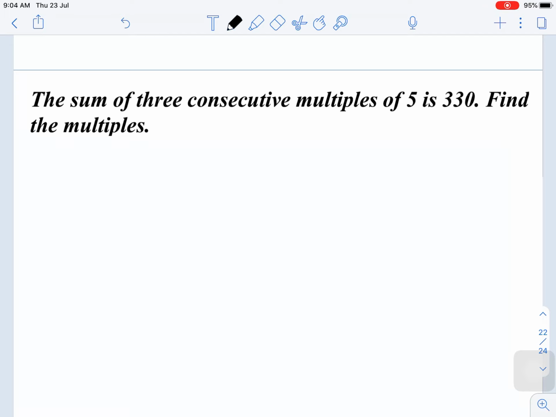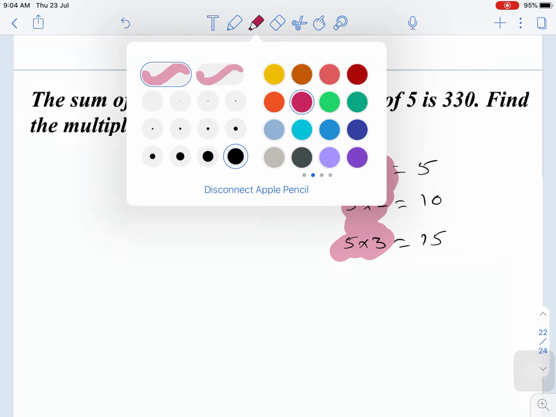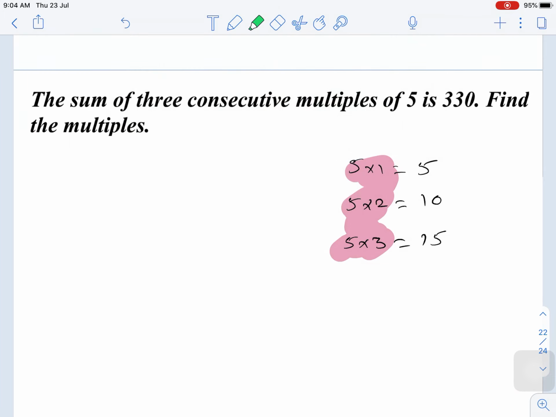Okay, now suppose when we write the table of 5, we write that 5 1s are 5, 5 2s are 10. So if you want to make a pattern, 5 3s are 15. Now forget about this part, we don't need to think about it. But we are going to think about this part, that is 5, 10 and 15, these numbers.